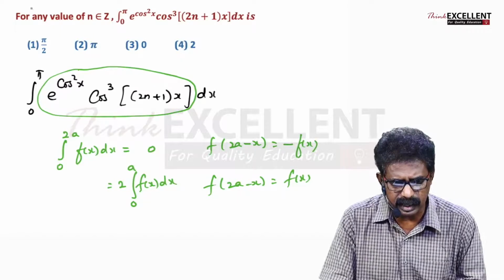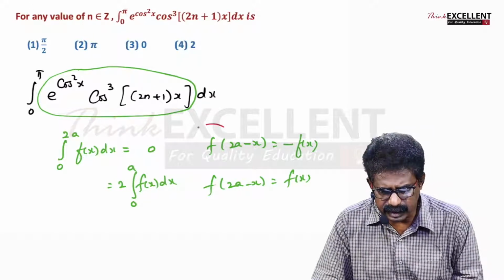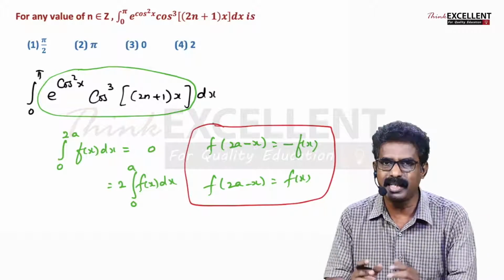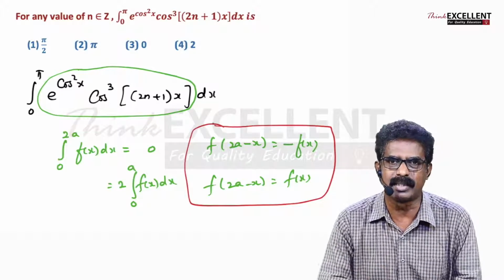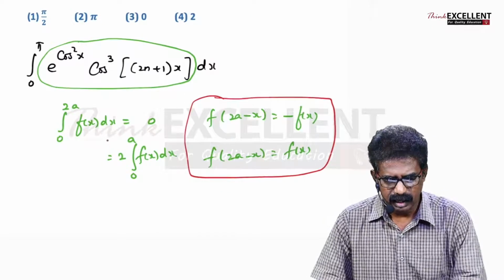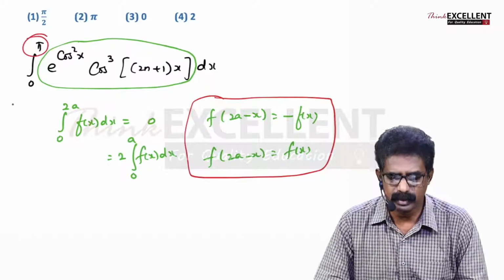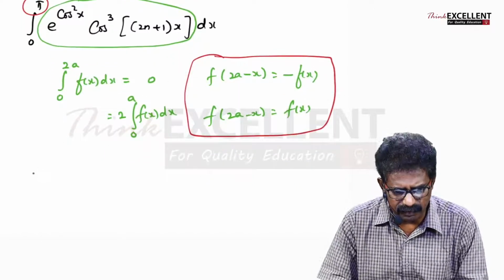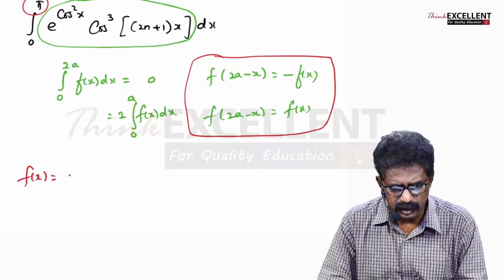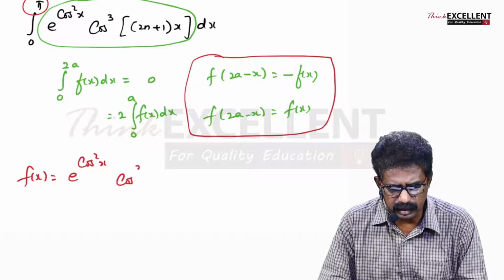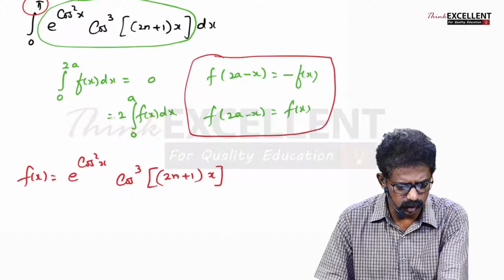So in this case, we are going to check this condition. Which condition is satisfied? If the first condition is satisfied, it's very simple, right? You just put the answer as 0. Let us see. So the limit must be 0 to 2a. So this is our 2a. I'm taking f(x) equal to e raised to cos square x into cos cube (2n plus 1) into x. Right? This is what f(x) is.